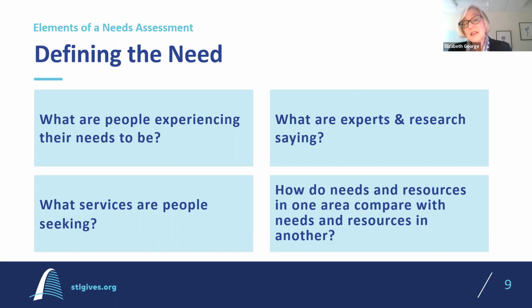Then there's, what are the experts and the research saying? The normative need. This is sort of your evidence-based practice. We know that quality after school programming is one protective factor for mental health needs. So that's when we look at the research and we look at the evidence to support the programs that we want to bring forward.